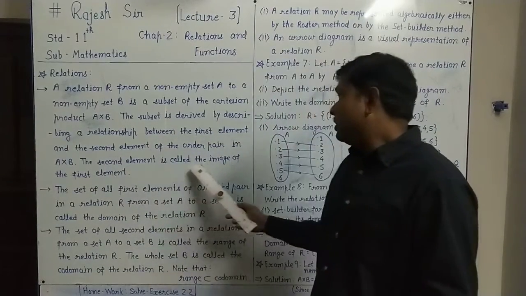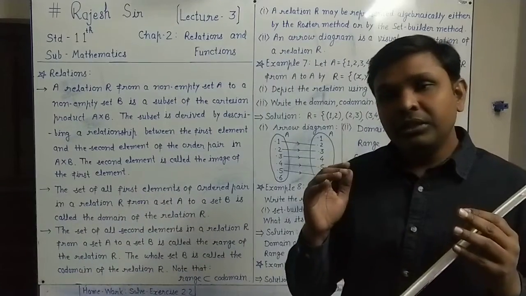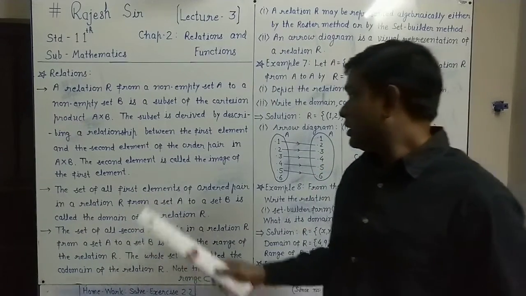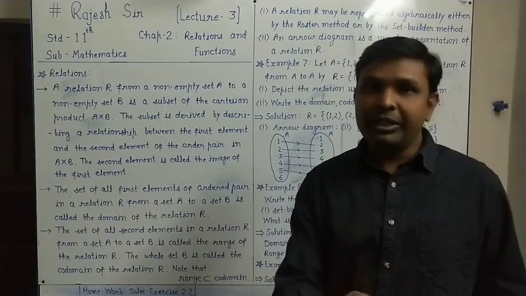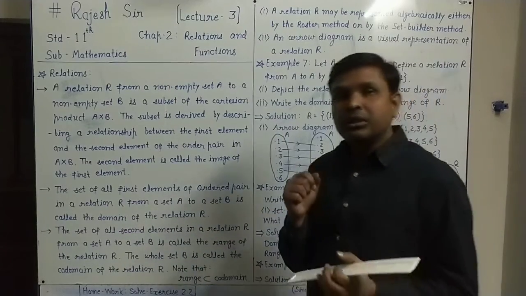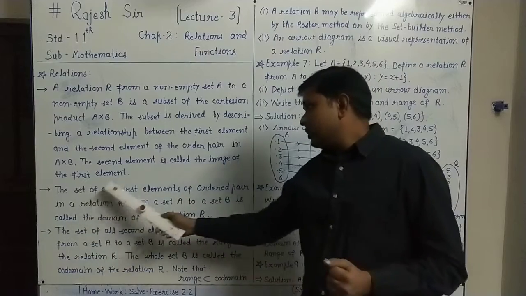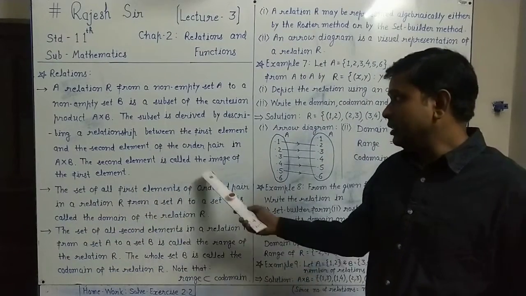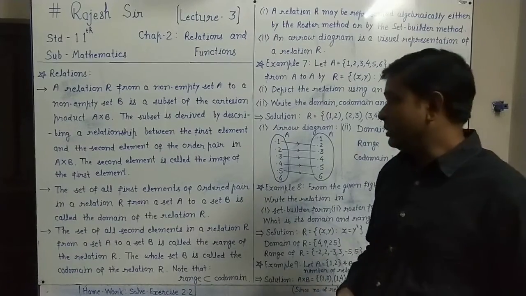The second element is called the image of the first element. Here, if we define the relation in the Cartesian product A cross B, and we understand the relation between the first element and the second element, then the second element is called the image of the first element. This is the definition of relations, and the image is the second element, the image of the first element.